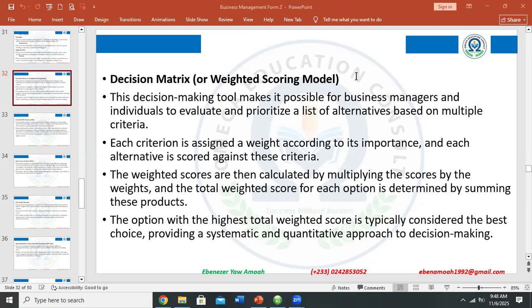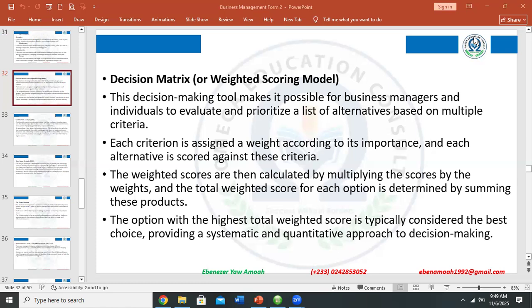Decision matrix or weighted scoring model. This decision-making tool makes it possible for business managers and individuals to evaluate and prioritize a list of alternatives based on multiple criteria. Each criterion is assigned a weight according to its importance, and each alternative is scored against these criteria.